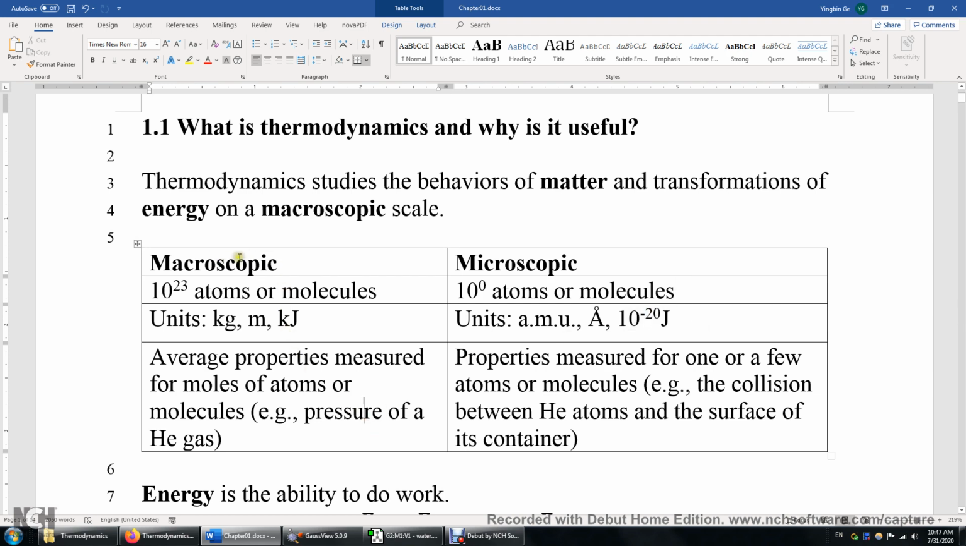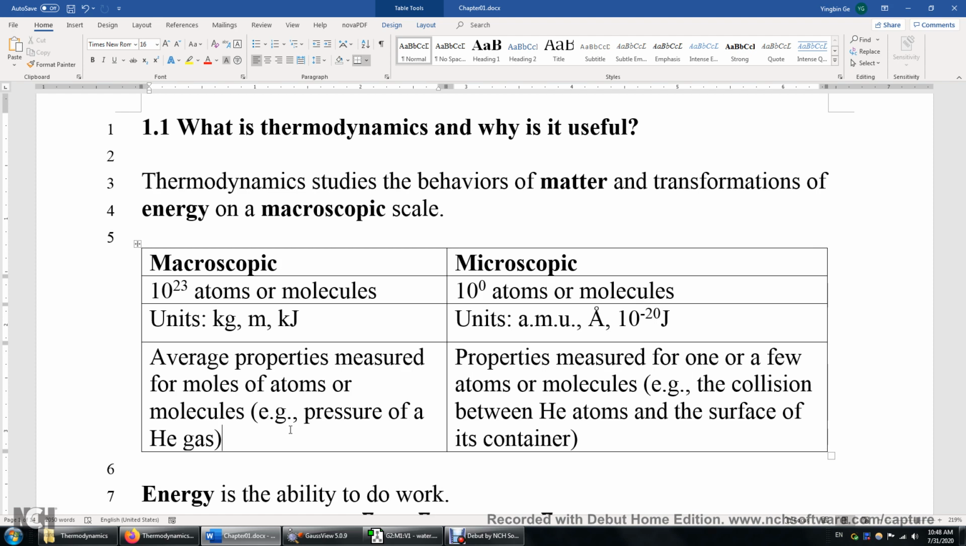When we are talking about macroscopic properties, it's the average properties of moles of atoms and molecules. A mole is a huge number. 1 mole is roughly 0.6 trillion. For example, if we're talking about the pressure of 1 mole helium gas, that's actually the pressure exerted by 0.6 trillion helium atoms to a surface.